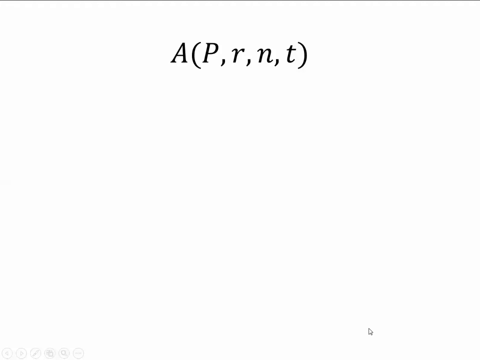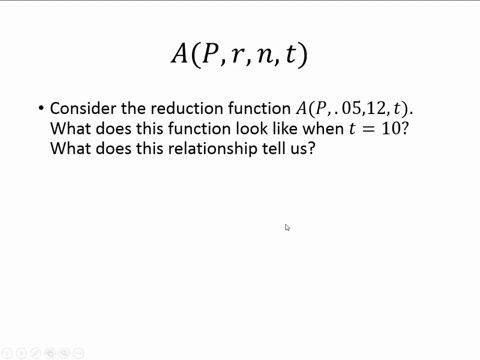In this final installment, we'll consider the compound interest formula, and we'll look at a reduction function in a couple of dimensions and see that not all functions necessarily need to be linear whenever we do a function reduction down to one variable. So consider the situation in which your future value is a function of P, how much you invest, and R, an interest rate of 5%, N is 12, meaning we're compounding monthly, for T years.